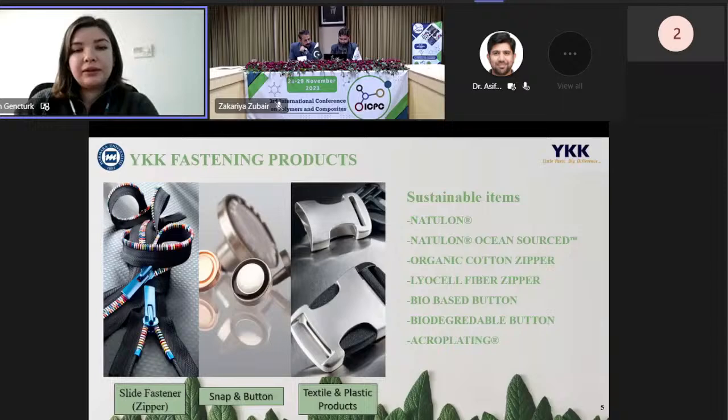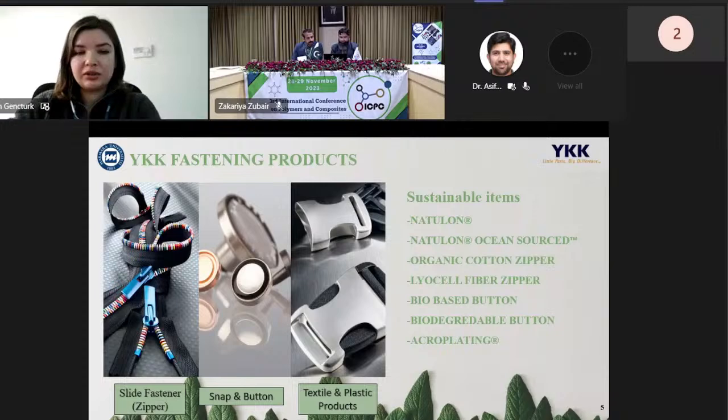The fastening business is one core of YKK group operation. Slide fasteners, snaps and buttons, and textile and plastic products are YKK fastening products. YKK fastening products in Turkey are offered for jeans, non-denim, leather, bags, luggage, home textile, furniture, baby wear, etc. And among this product range, there are many types of sustainable products. The products you see here are sustainable products developed by the YKK Turkey R&D team with scientific foundations.